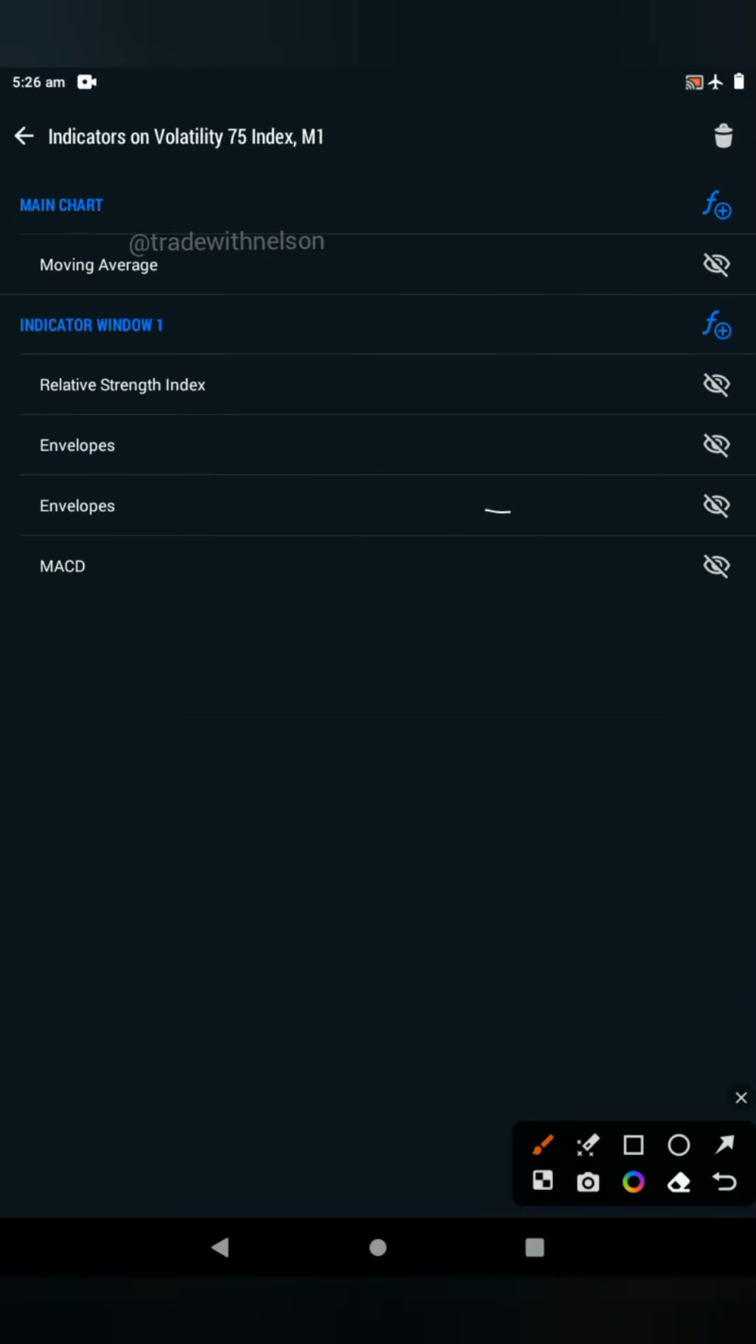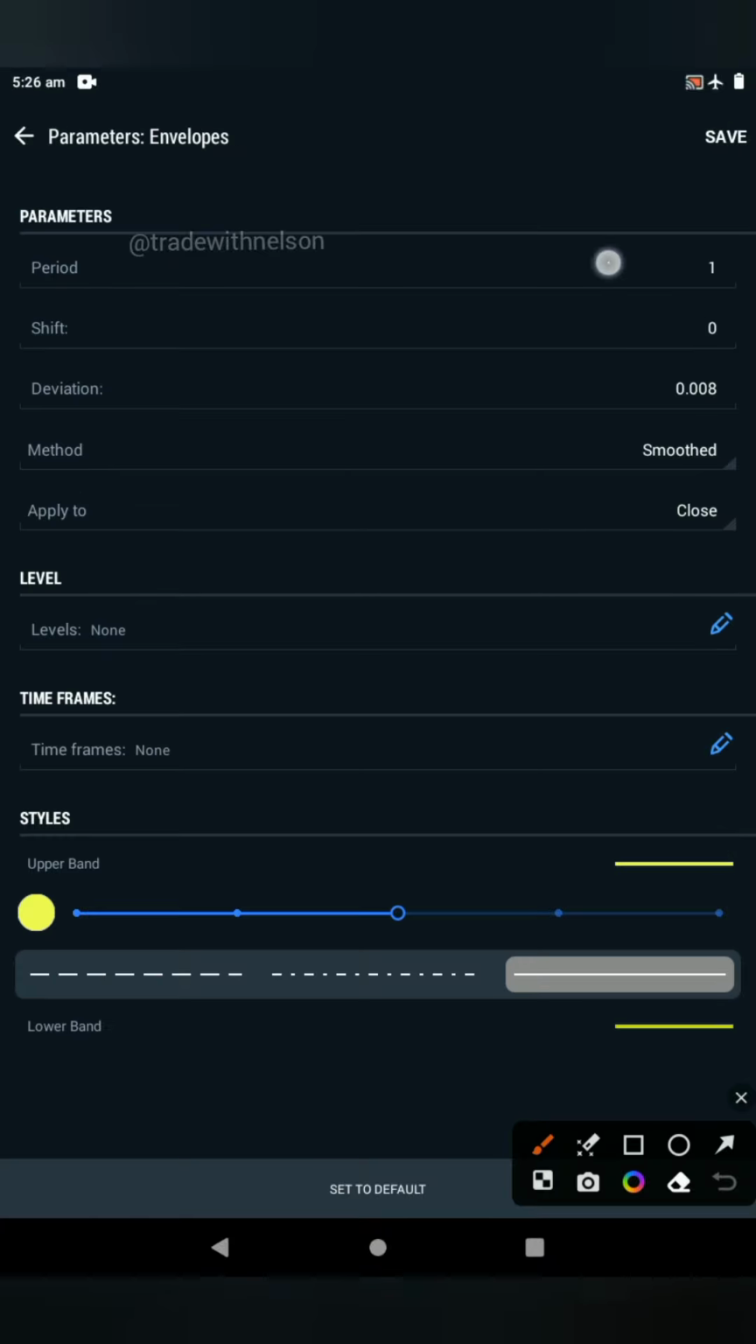The next indicator is the second envelope. Click on the F icon and search for envelopes. Make the period 1, shift 0, deviation 0.008, method smoothed, apply to close. For the styles, make the upper band a color of your choice and the lower band a color of your choice. After that, click on save.